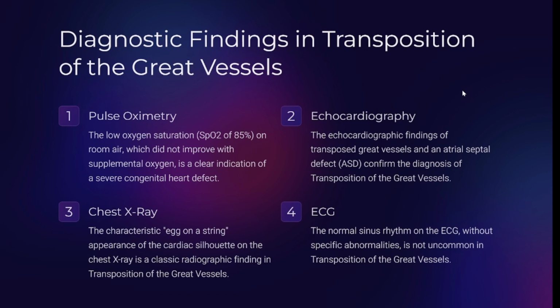Echocardiography demonstrated transposition of the great vessels with the aorta arising from the right ventricle and the pulmonary artery from the left ventricle. An atrial septal defect, ASD, was also present, allowing for some mixing of oxygenated and deoxygenated blood. Chest X-ray showed a characteristic egg on a string appearance of the cardiac silhouette. ECG displayed a normal sinus rhythm with no specific abnormalities.